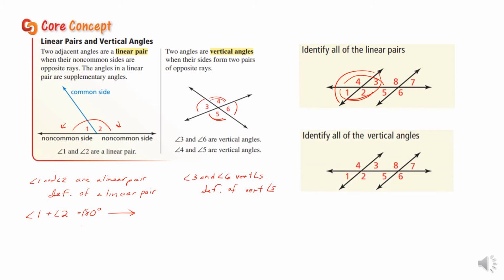Also, they wanted you to identify the vertical angles. So we can see that 4 and 2 are vertical angles. Angle 1 and angle 3 are vertical angles. Angle 8 and angle 6 are vertical angles. And angle 5 and angle 7 are vertical angles. All opposite angles are vertical angles. Angle 4 and angle 2 are congruent. So that's why they are vertical angles. Do not mistake this linear pair for vertical angles. Okay?